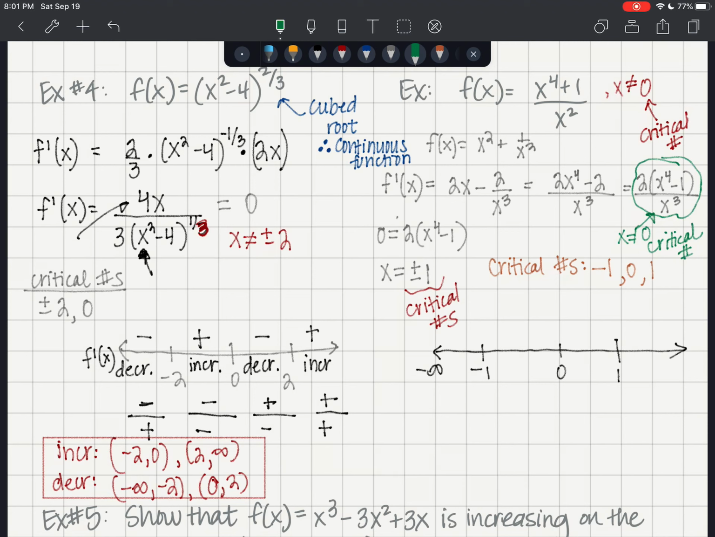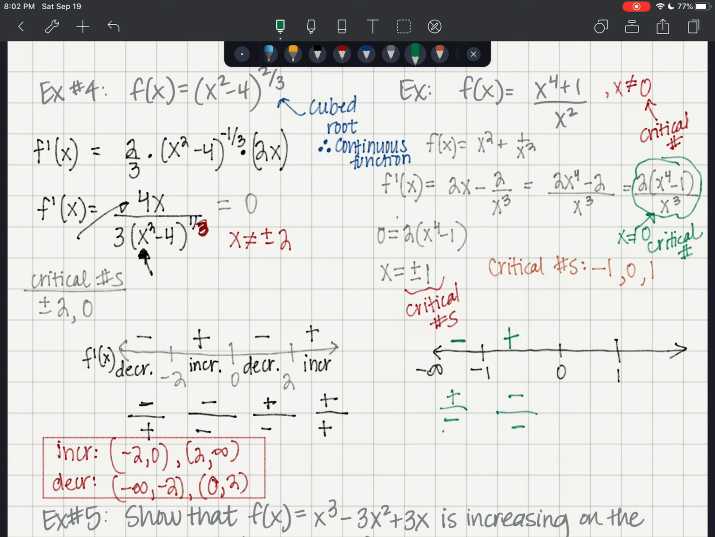So now 2 is always going to be positive, so I'm going to be looking at x to the fourth minus 1. If I put -2 in, I'm going to get a positive 16. 16 minus 1 is positive, over -2 cubed is negative. A positive over a negative is a negative. That's going to be decreasing. Between 0 and -1, I'll use maybe -1/2. -1/2 to the fourth power is positive 1 over 16. But positive 1 over 16 minus 1 is going to be negative in the numerator. And then -1/2 cubed is negative, so a negative over a negative is a positive.